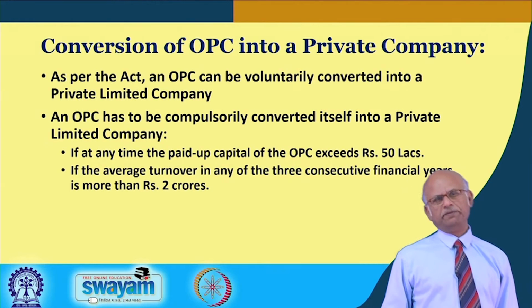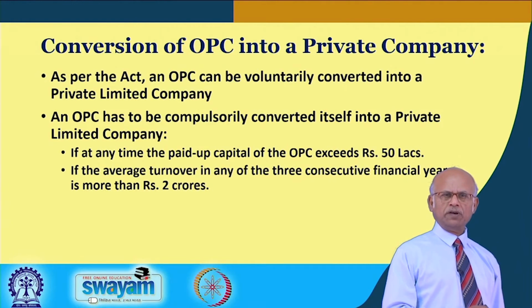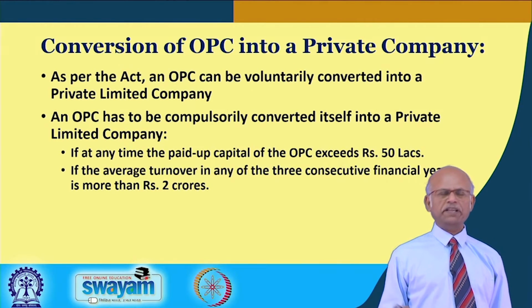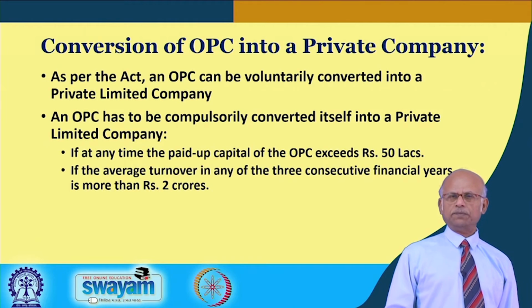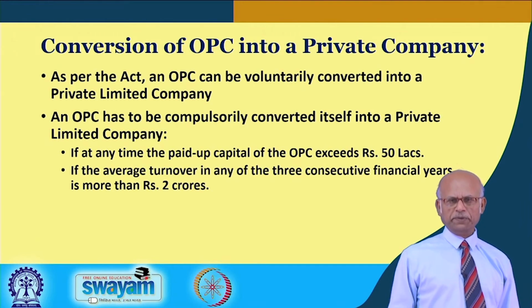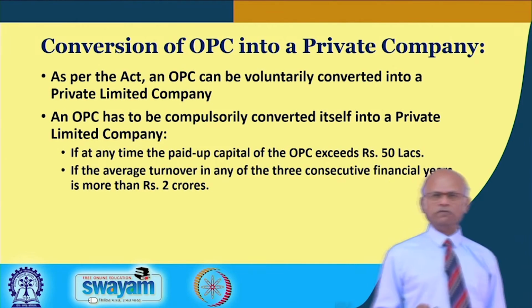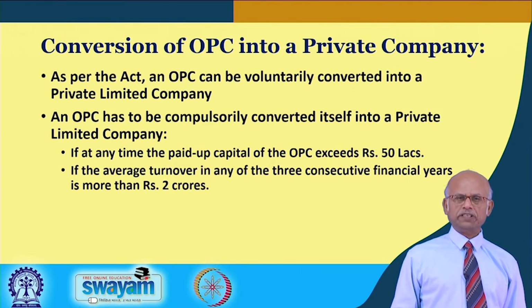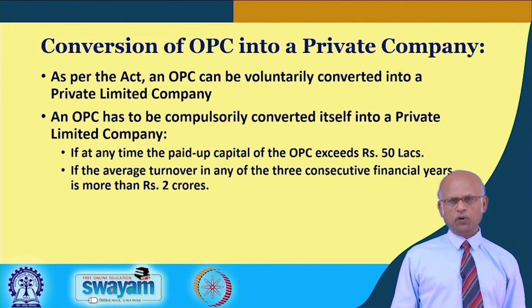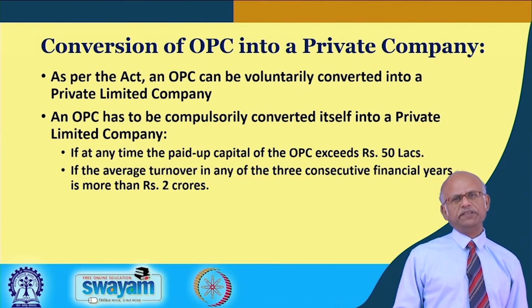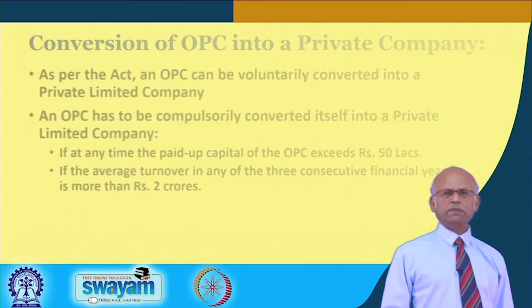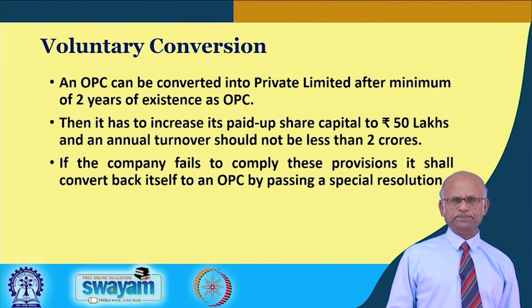Conversion of OPC to private limited is of two types. One is forced conversion, involuntary, and one is voluntary. Voluntary means any time after 2 years the single member can decide to convert that OPC into a private limited company. Compulsory conversion is under certain conditions, like if the equity goes above 50 lakh rupees, or the average turnover in the preceding 3 years is more than 2 crore, then automatically there is a compulsion that the company has to be converted into a private limited company.